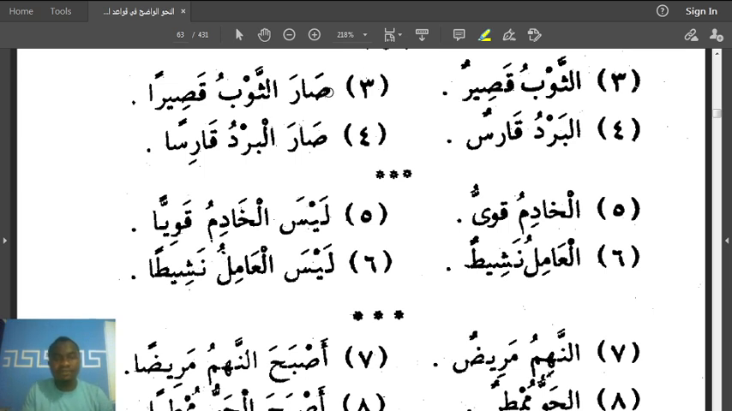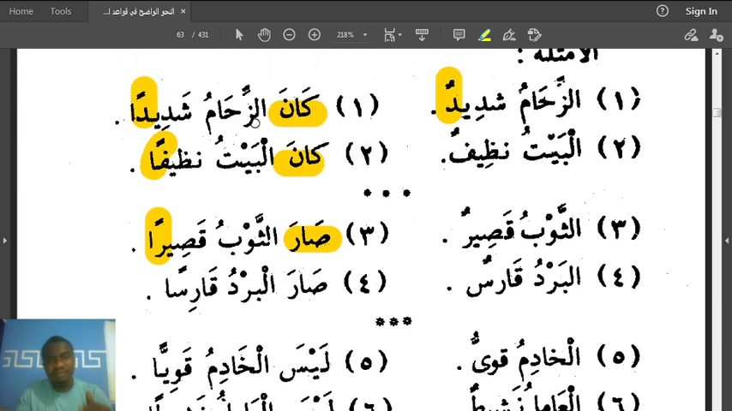So qasir is short. The dress is short. And then we have swara introduced here. So swara is ukhtu kana. It's a sister to kana. Okay, so we have swara athawbu qasiran. Look at it here, the same function. That's why we say it is kana's sister. The dress has become short.